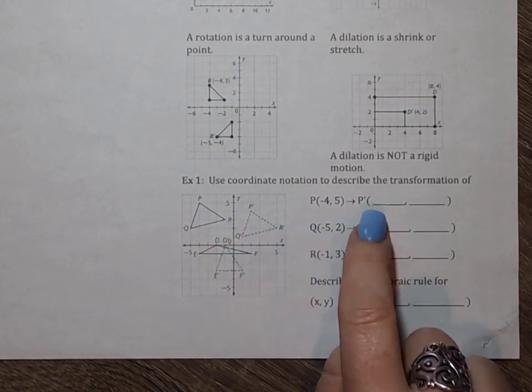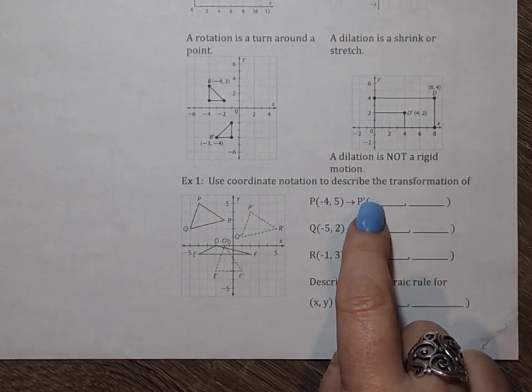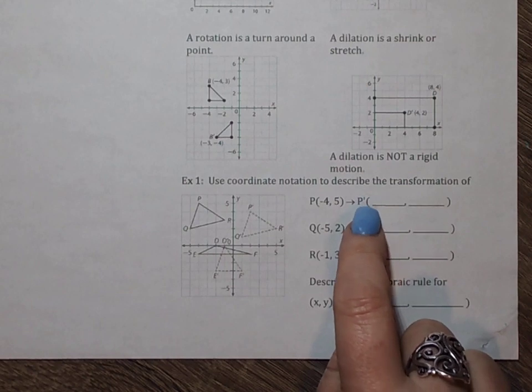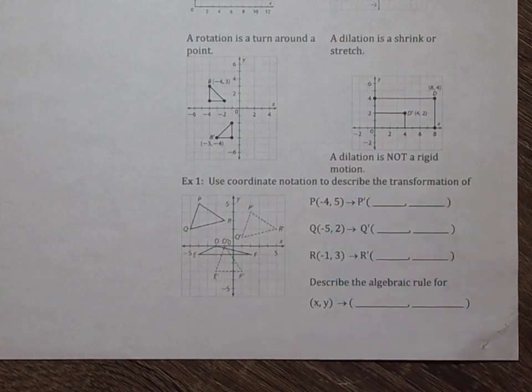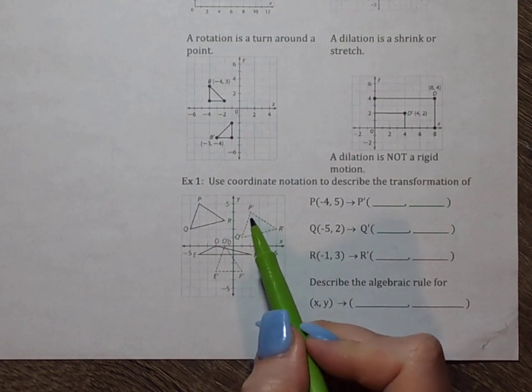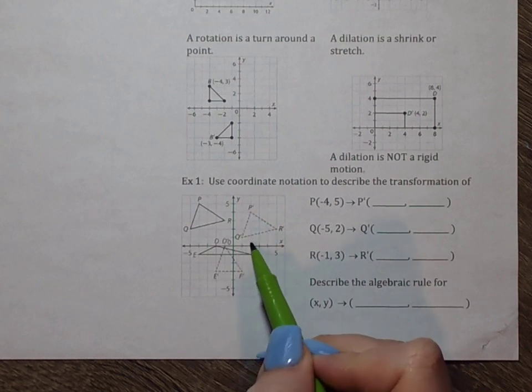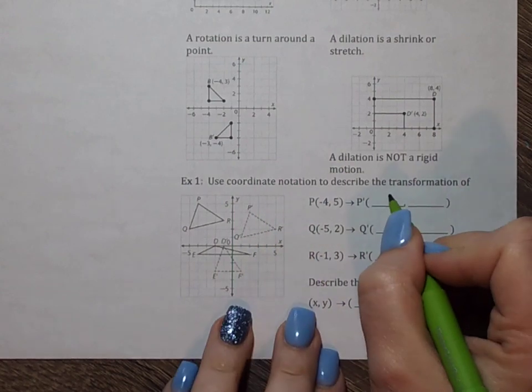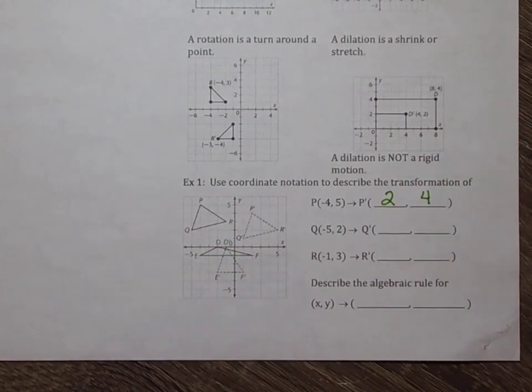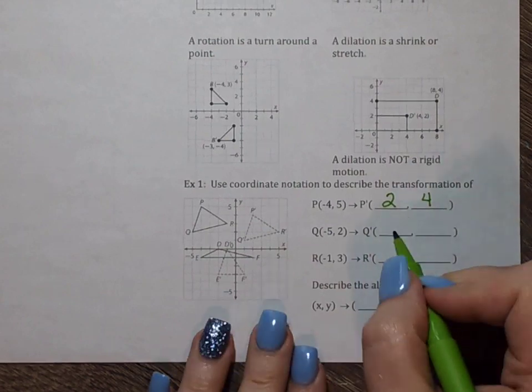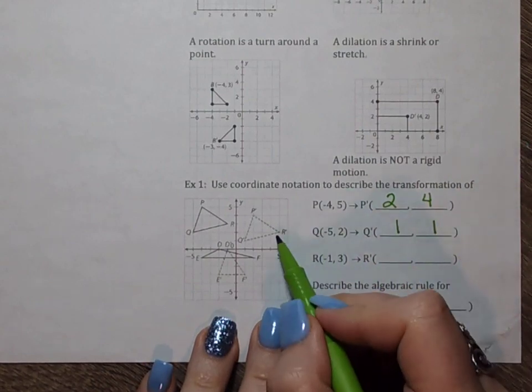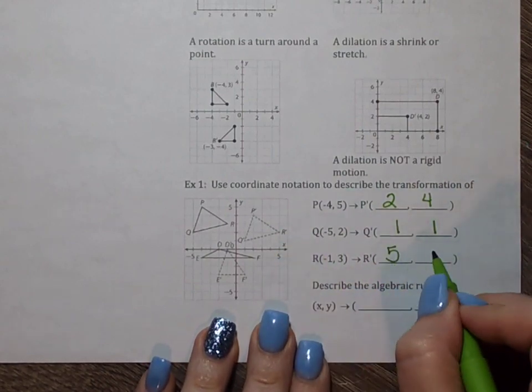After we do the transformation, each of our points gets this little hashtag mark up here. That is called P prime, and that lets us know that this is the point after we've moved it or done some sort of transformation on it. So let's look and see where the point P prime is. P prime is right here. That is the point 1, 2, up 4. So that is the point (2, 4). All right, then we're going to go to Q prime. Q prime is at the point (1, 1), and R prime right here is at the point (5, 2).